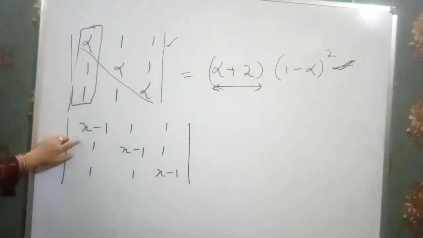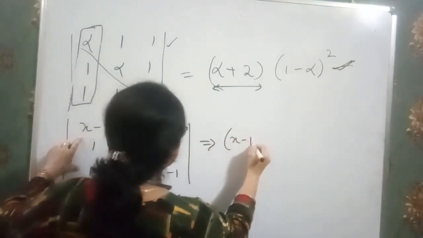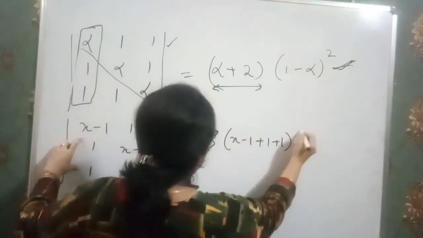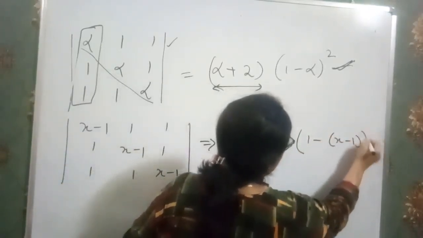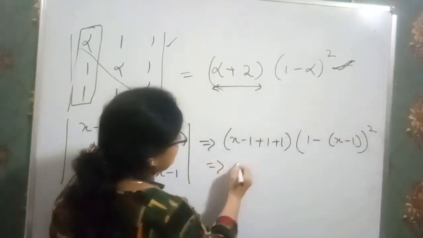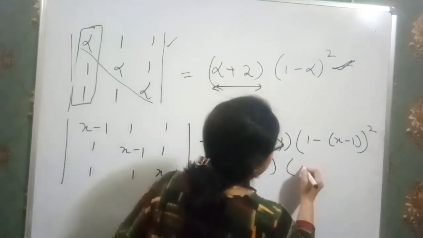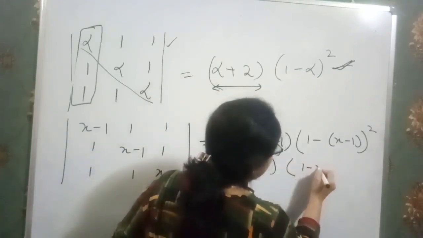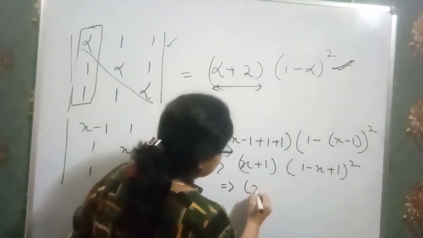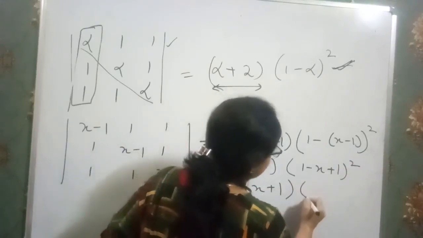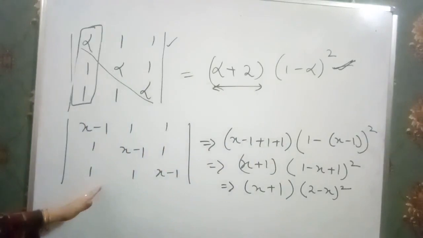For example, if we have a determinant in this format, then the value of its determinant is x minus 1 plus 1 plus 1 into 1 minus x minus 1 whole square. That means we have the value x plus 1 into 1 minus x plus 1 whole square. That means x plus 1 into 2 minus x whole square. You can check it by elaborating it also.